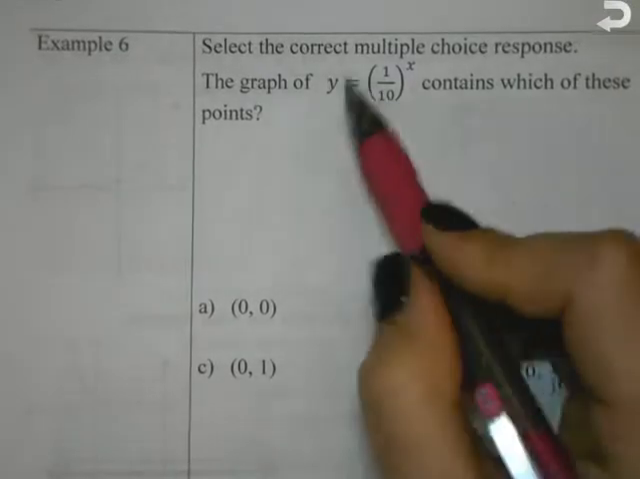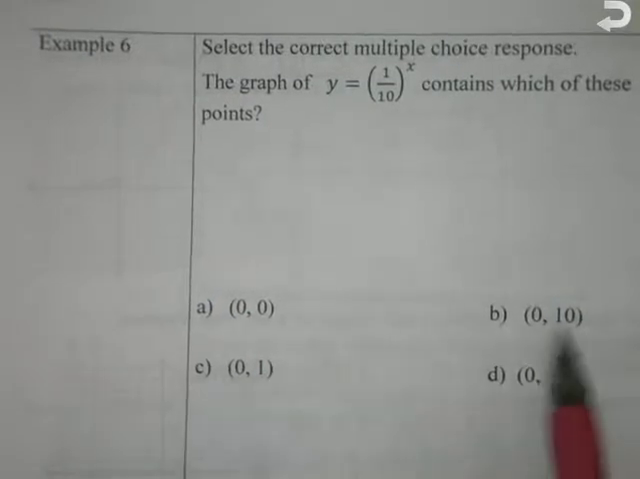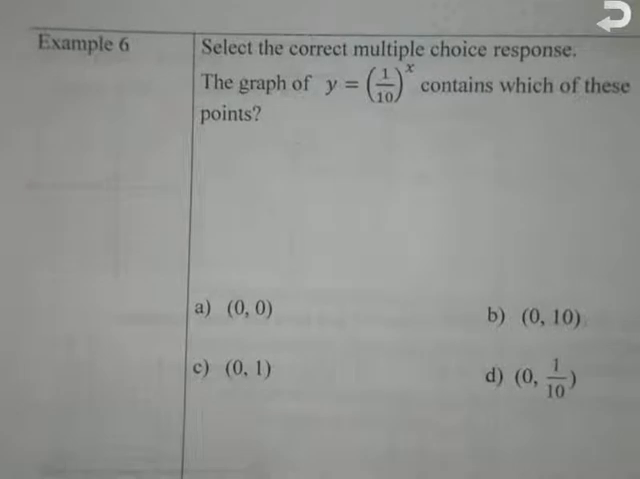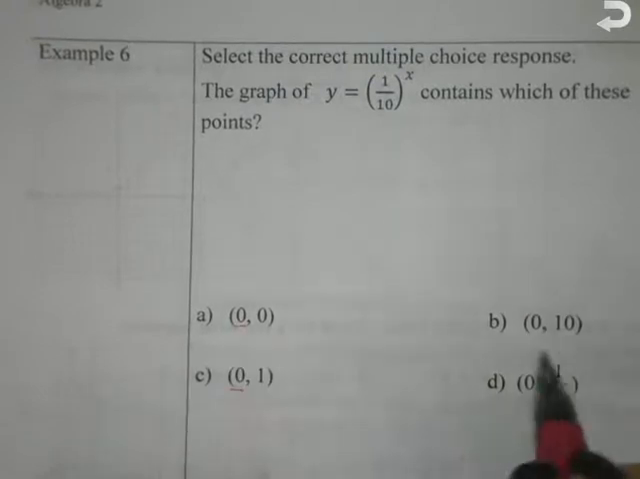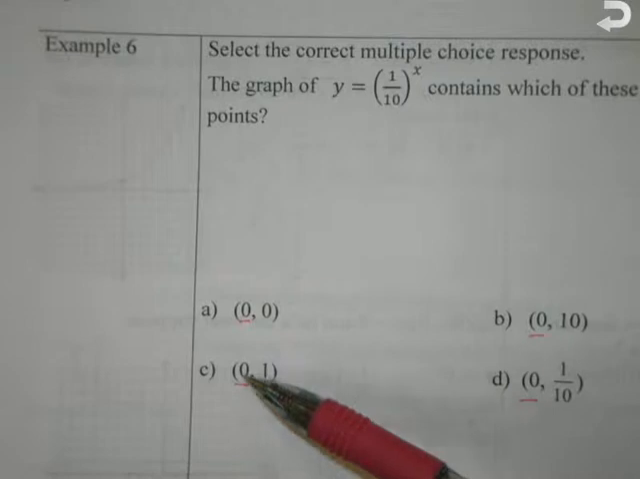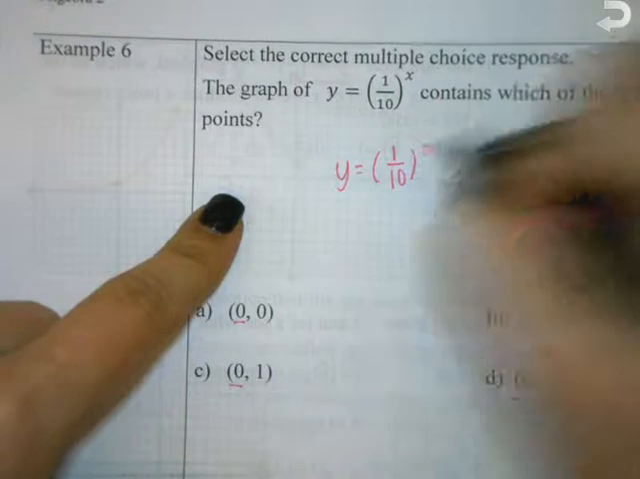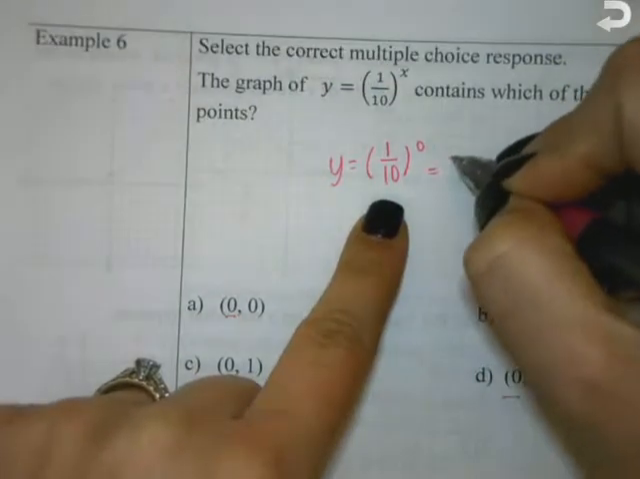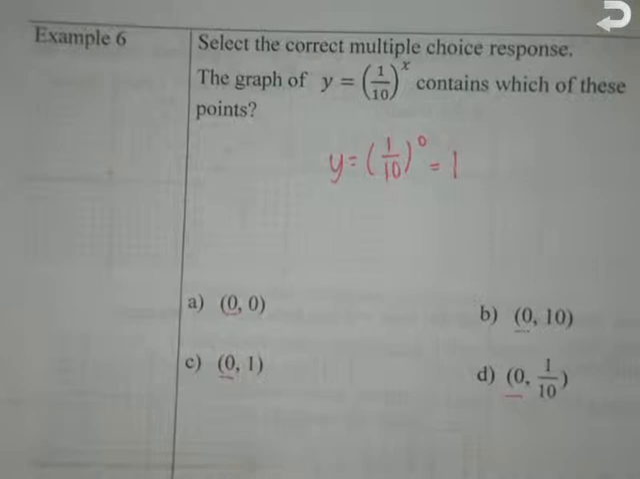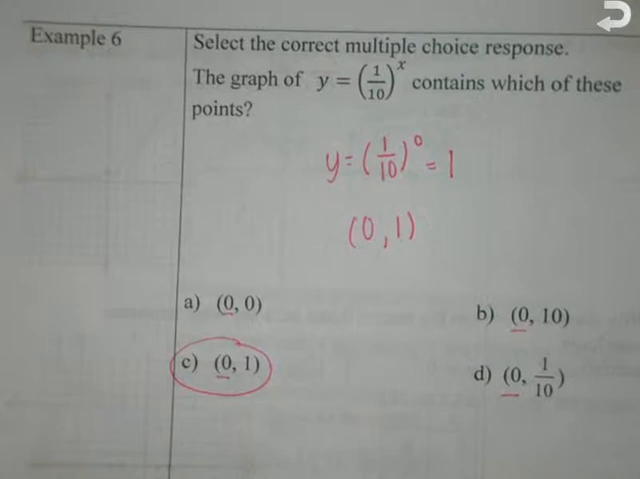Similar question. The graph of y equals 1/10 to the power of x contains which of these points? And I give you 0, 0, 0, 1, 0, 10, or 0, 1/10. What do you guys notice about all of our answer choices? X is always 0. So any ideas of how we could easily figure this out? Plug in 0 for x. Every single one has x equals 0. So let's just plug in 0 for x and see what we get. Anything to the power of 0 always gives me what? 1. So what would my answer be? C, 0, 1. Also the y-intercept, right? Okay, so just asking you the same question in a different way.